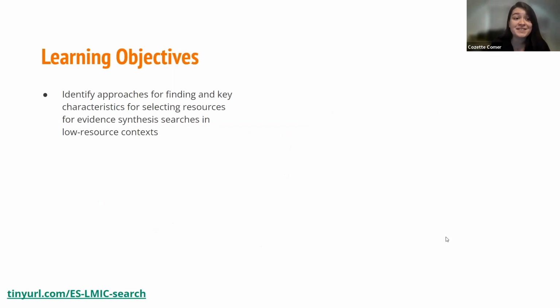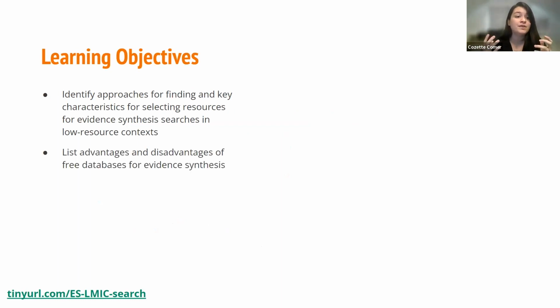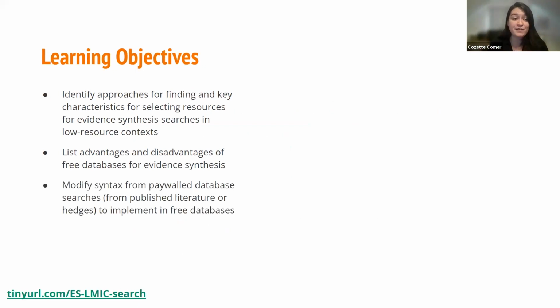We have some learning objectives today. The first one is that we hope you'll be able to leave here and identify approaches for finding and identifying key characteristics for selecting resources for evidence synthesis searches in low resource contexts. We also want you to be able to list advantages and disadvantages of free databases for evidence synthesis, be able to modify syntax from paywall database searches from published literature or from hedges to implement in free databases. And finally, be able to identify pathways to accessing full text.